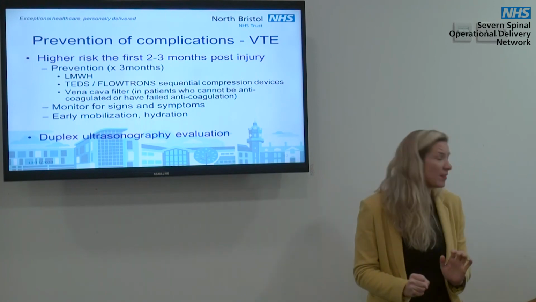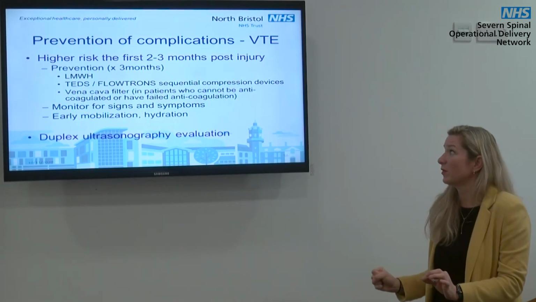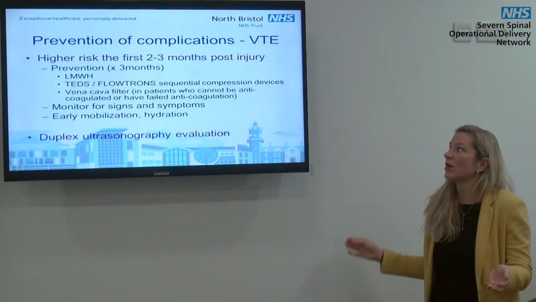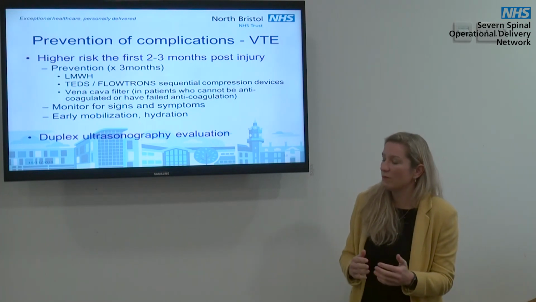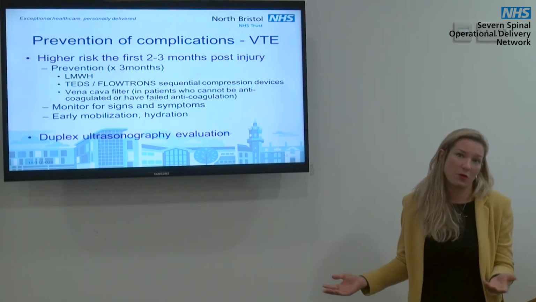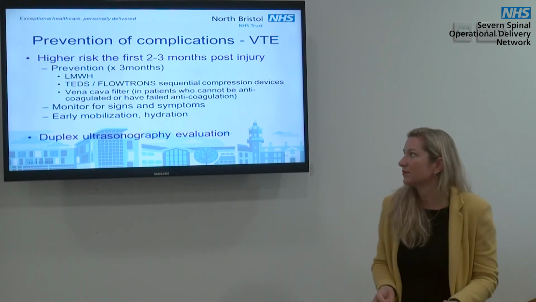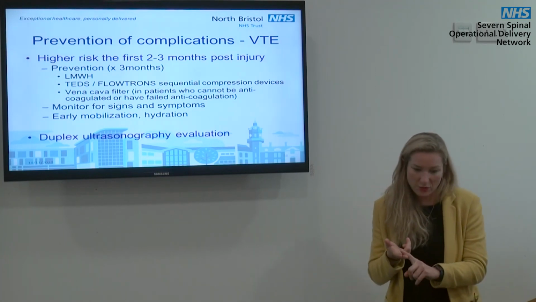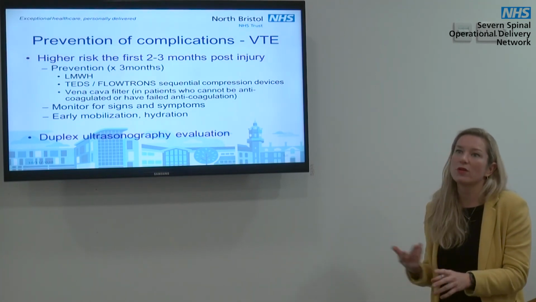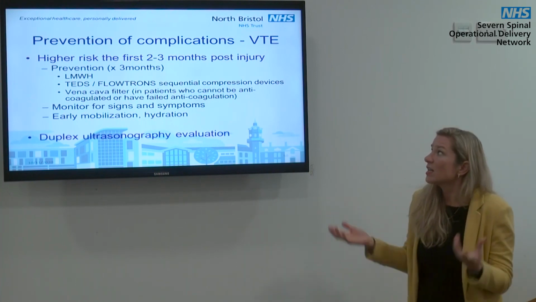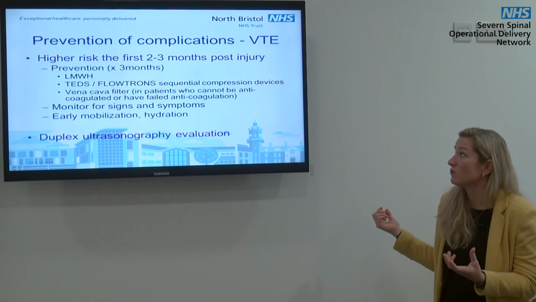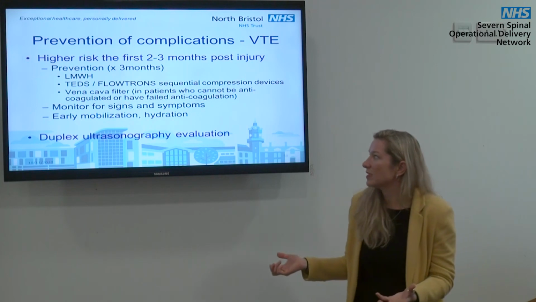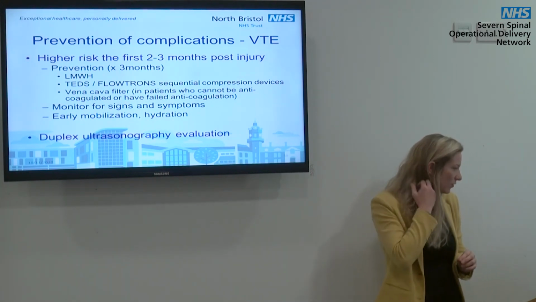VTE. Obviously the highest risk is in the first 2-3 months post-injury, and prevention is really important. There's some discussion about how long you'll use VTE prophylaxis for. If the patient is in hospital, they will be on some kind of Clexane. We usually use a combination of TEDs and Flotrons. We'll usually use Clexane once daily, or in large patients sometimes twice daily. And if they can't have anticoagulation for some reason, you can consider a vena cava filter. So monitor for early signs of VTE, and early mobilisation and hydration is really useful.